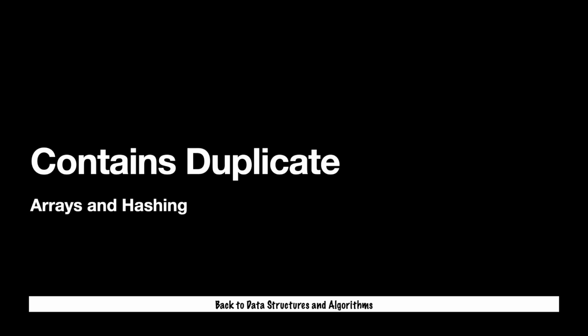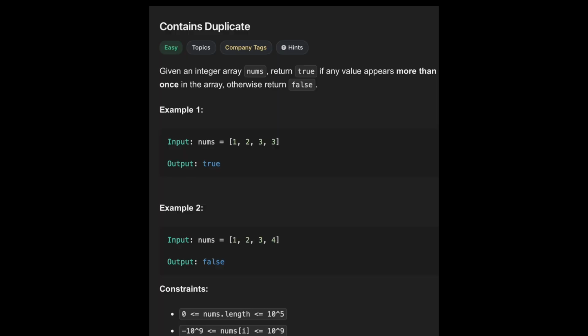Let's code. We're starting today with question 1, Contains Duplicate, which is a question from arrays and hashing. So the question says, given an integer array nums, return true if any value appears more than once in the array, otherwise return false. We have an example here of 1, 2, 3, 3 and 1, 2, 3, 4.